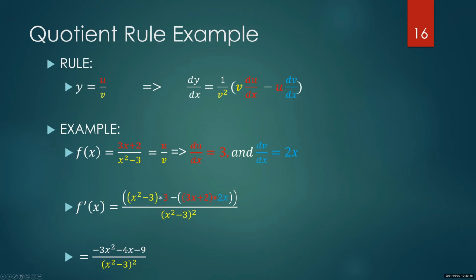So f dash of x then is, we put under the line, we put v squared. So that's where the x squared minus 3, all to be squared, that's where that comes from. And then over the line, you've got v du dx. So that's x squared minus 3, which is v, multiplied by 3, which is du dx. And then from that, we subtract u dv dx. And so u is 3x plus 2, and dv dx is equal to 2x. When you multiply all those out and simplify it a bit, your answer is minus 3x squared minus 4x minus 9, all over (x squared minus 3) all to be squared.